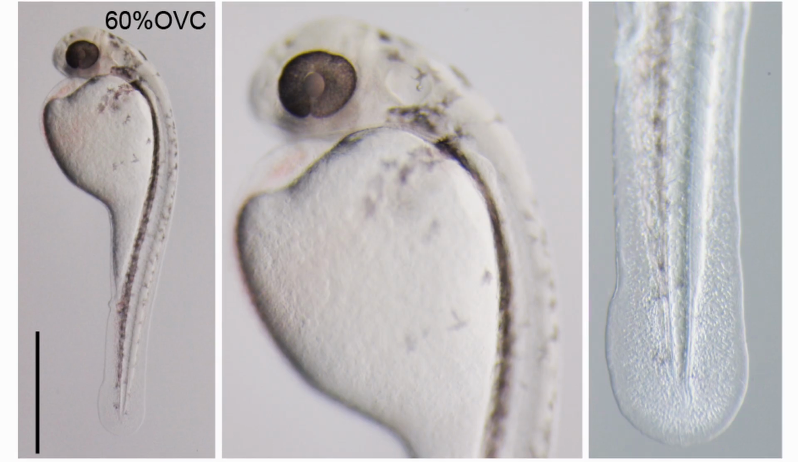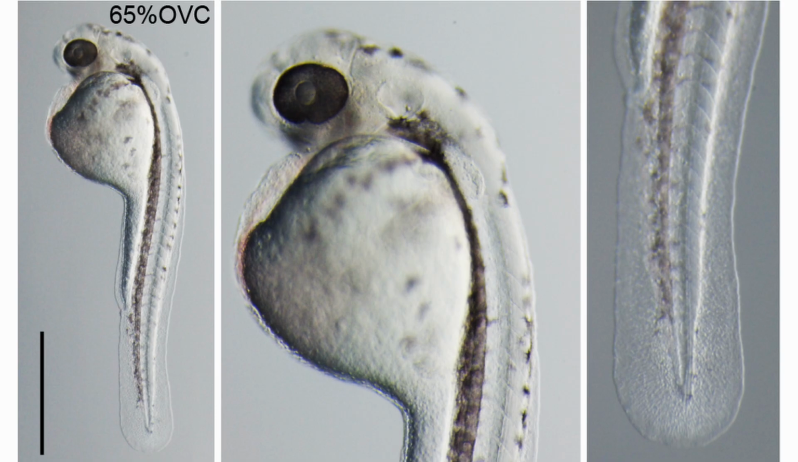Furthermore, the developmental progress is rapid to the 65% OVC stage. It looks like the head is standing up. The black pigment is also getting darker, and the pectoral fin bud is even more apparent.